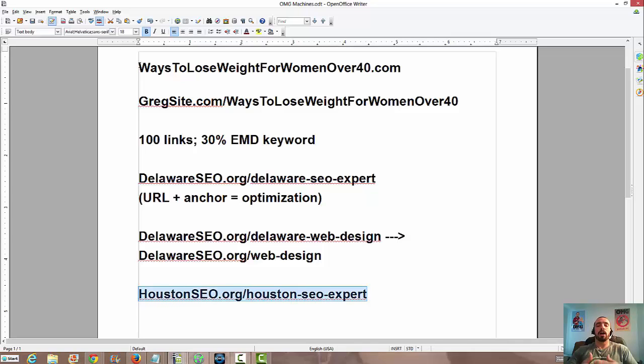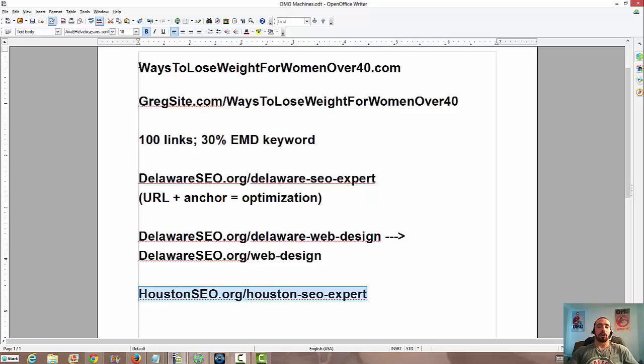So I'm going to have to put in anchor text like Houston SEO, Houston SEO Expert, SEO Expert in Houston, and the more links that I have coming in with Houston SEO in the anchor text, it makes a greater combination of Houston SEO in the domain name, in the inner URL, plus in the anchor text, whereas I'm going to get hit.